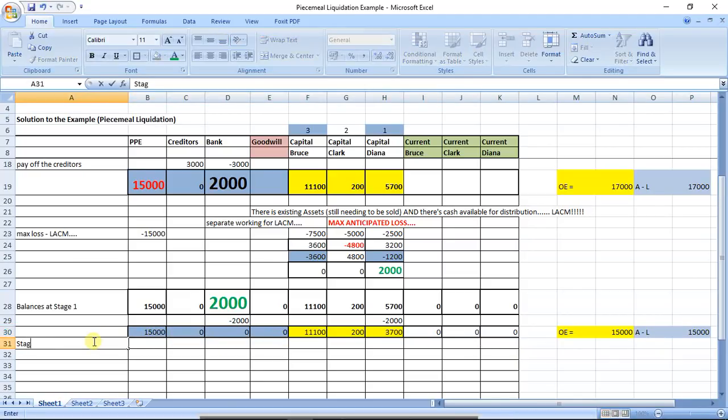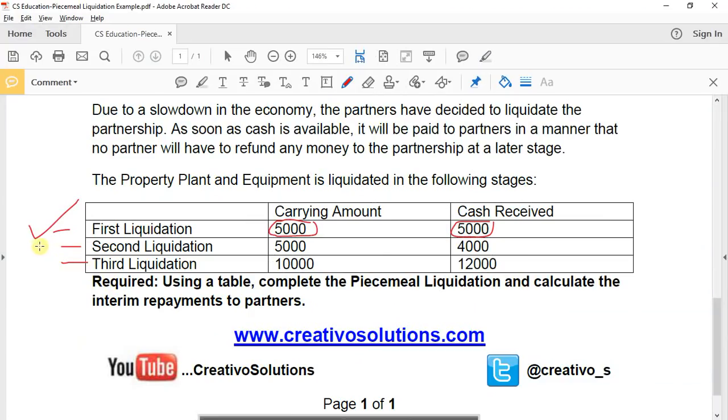Okay, let's have a look at stage 2. So what happens in stage 2? Well, stage 2 says you sold 5,000 Rand worth of PPE and you realized 4,000 for the sale. So good or bad? That's bad. You've actually sold something worth more for less.